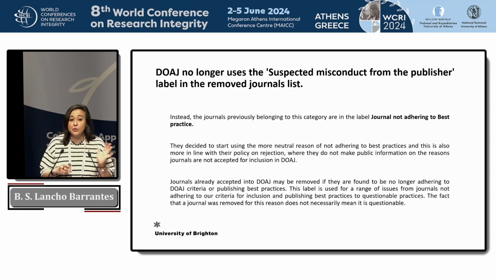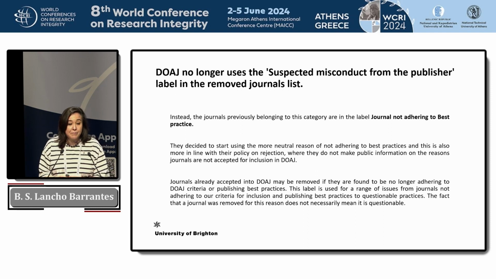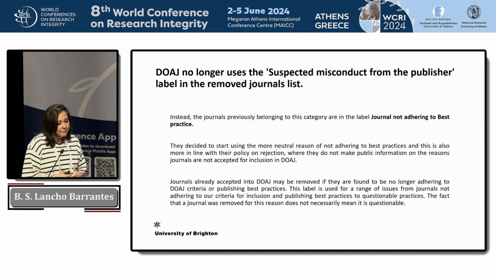After this analysis, DOAJ no longer uses the label "suspected misconduct from the publisher." I emailed DOAJ to ask why they decided to remove this label. Instead, the journals previously belonging to this category are now labeled "journal not adhering to best practice." The reason is that they decided to use a more neutral wording. I think they receive a lot of complaints from the journals, and it's aligned to the policies on rejection.